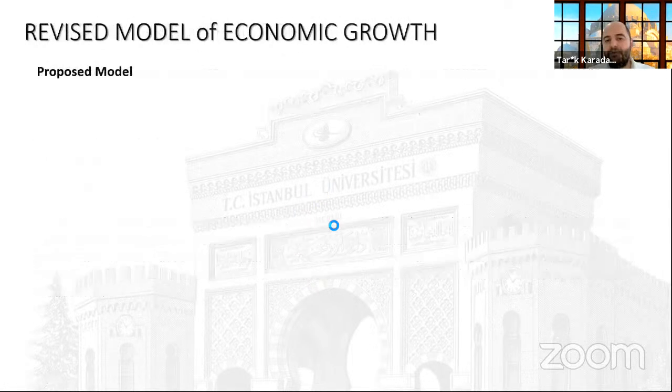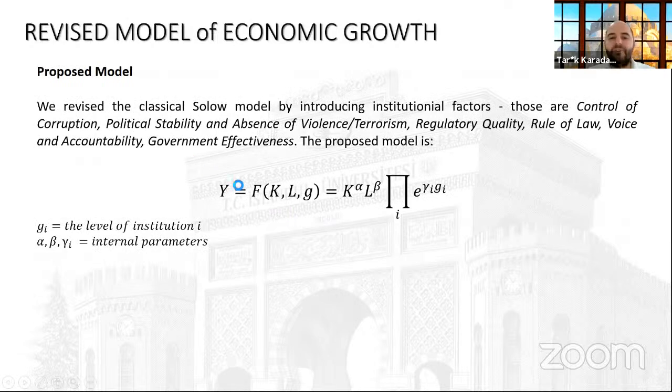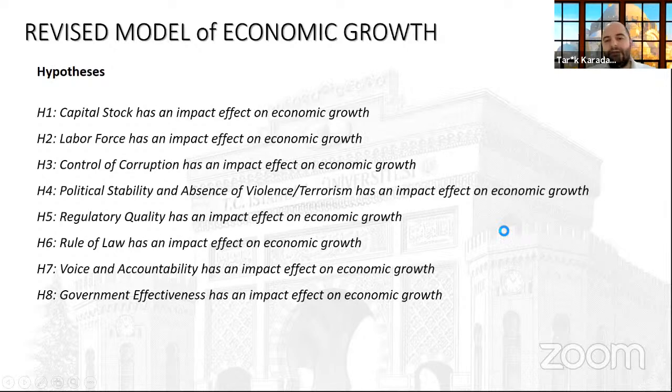Our proposed model is a revised version of the Solow growth model. We revised the model by introducing the institutional factors as the total factor productivity, in addition to the capital stock and labor force. Alpha, beta, and gamma i's are the internal parameters. Using this model, we will test the hypothesis that capital stock, labor force, and each of the 6 institutions have an effect on economic growth.